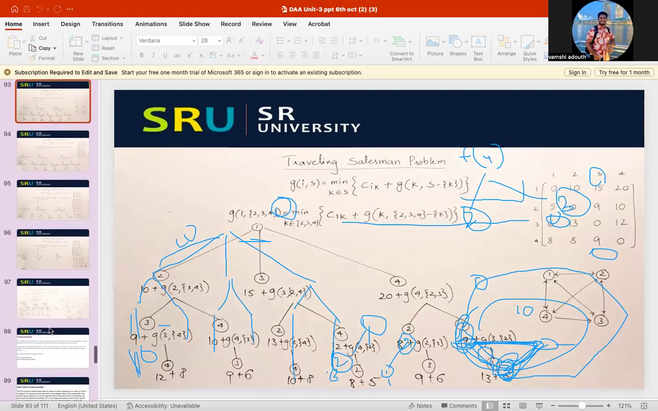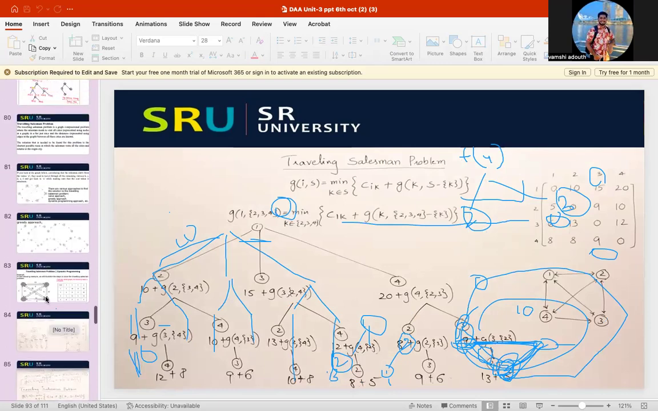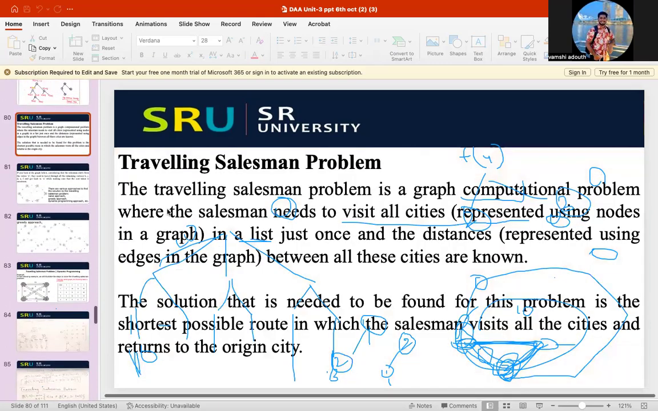So we have seen the traveling salesman problem using the divide and conquer approach, and we have listed all the cities, and we have calculated the shortest path using dynamic programming.